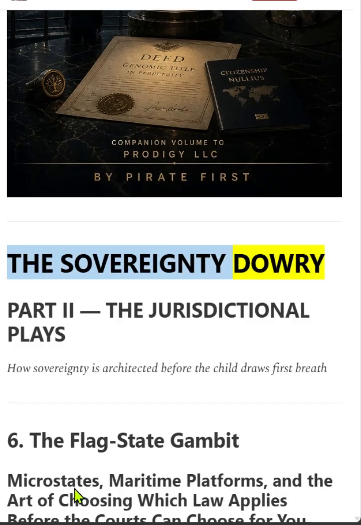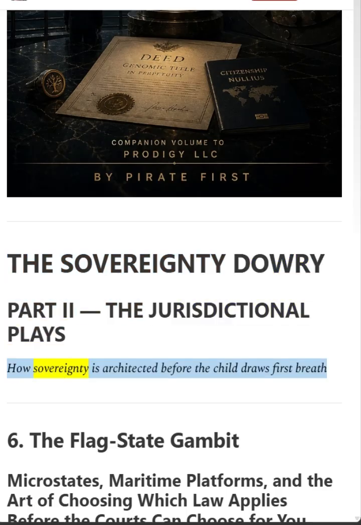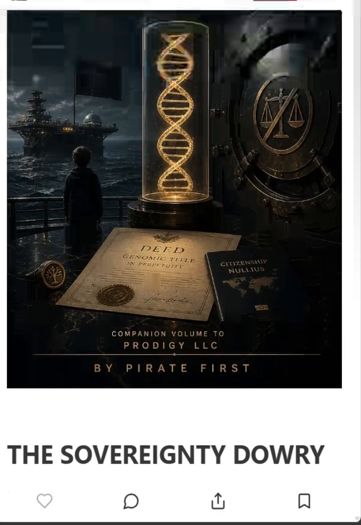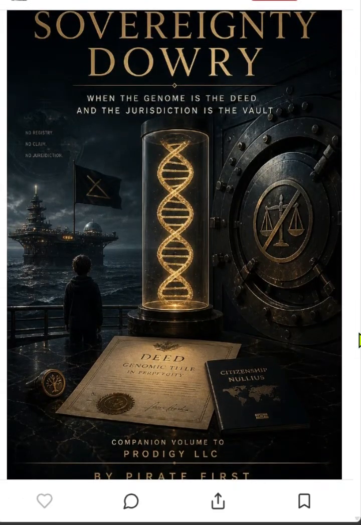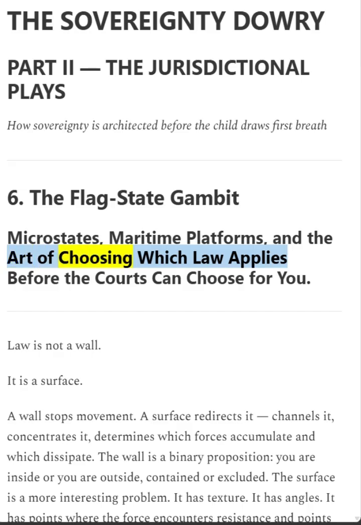The Sovereignty Dowry. Part 2. The Jurisdictional Plays. How sovereignty is architected before the child draws first breath. 6. The Flag State Gambit. Microstates, maritime platforms, and the art of choosing which law applies before the courts can choose for you.